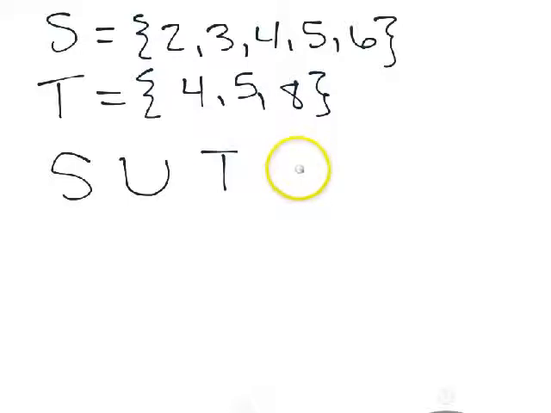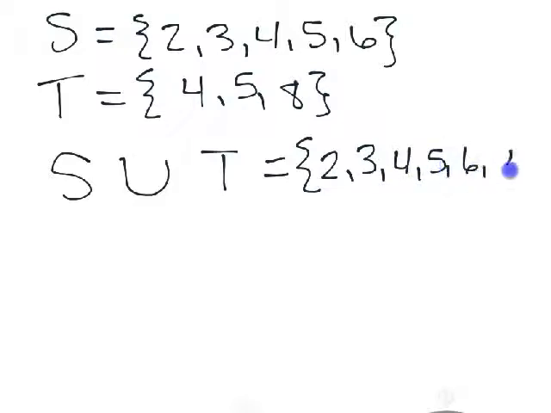I think of that like a family reunion. We list everything. Or not what they have in common, but actually everything in both sets. So we'll write everything down, 2, 3, 4, 5, and 6, and 8. That's anything in either set.